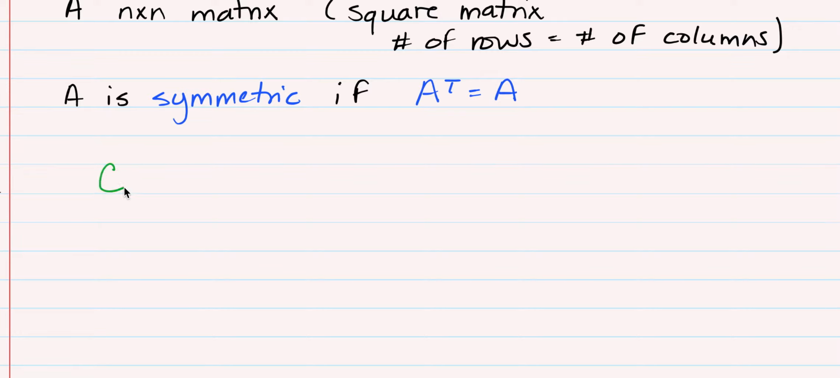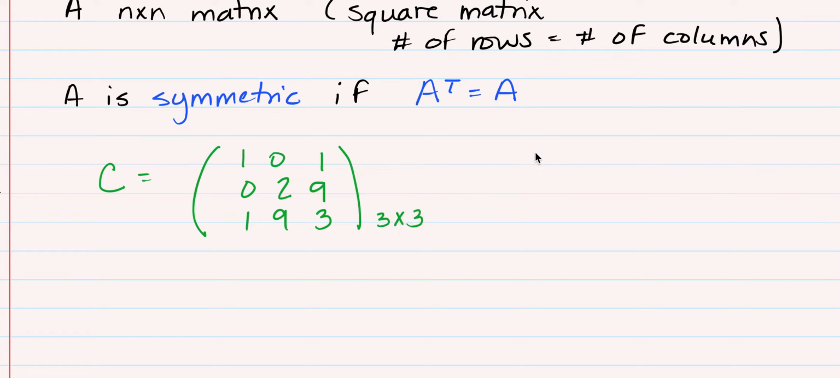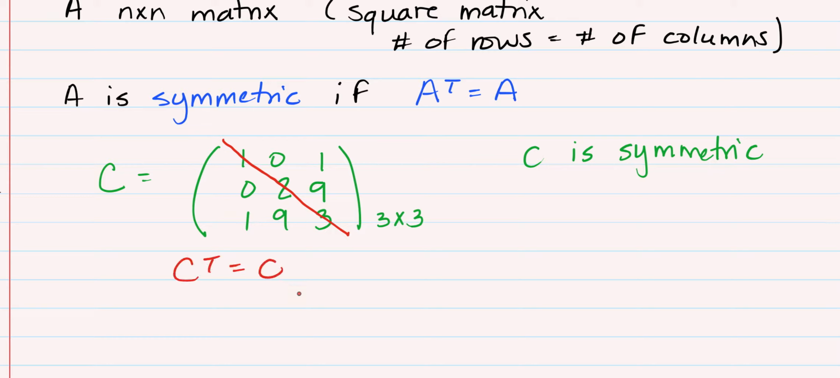Let's say we have the matrix C equal to 1, 0, 0, 2, a 1 and a 9 here, a 1 and a 9, and a 3 here. This is a 3 by 3 matrix that is symmetric. Take the transpose of this matrix. Remember, all you have to do is flip it along this diagonal. You see that these two flip, and these flip. C transpose is equal to C. So it is a symmetric matrix.